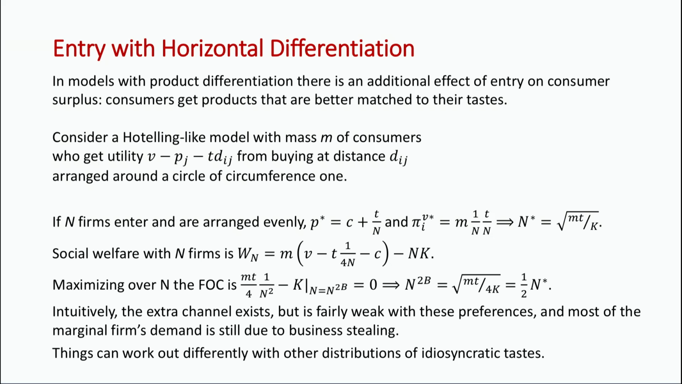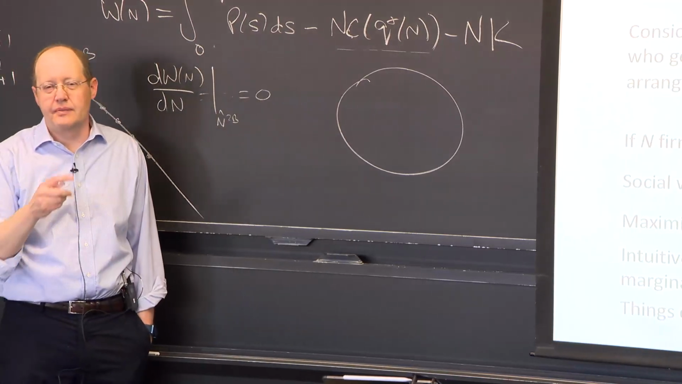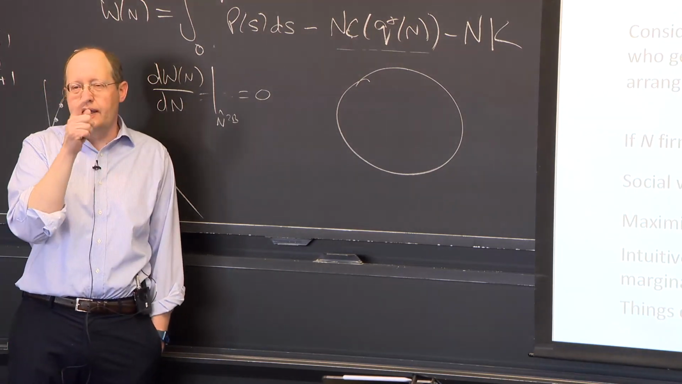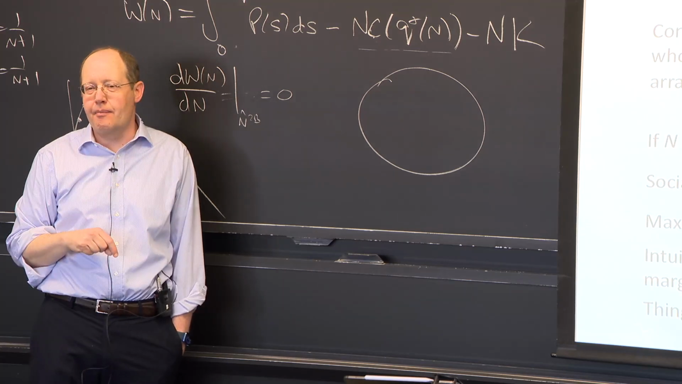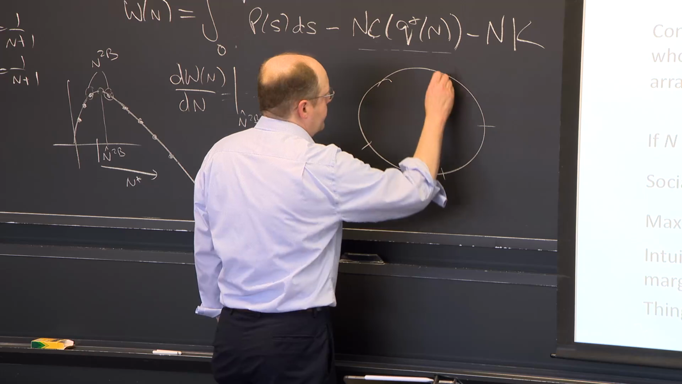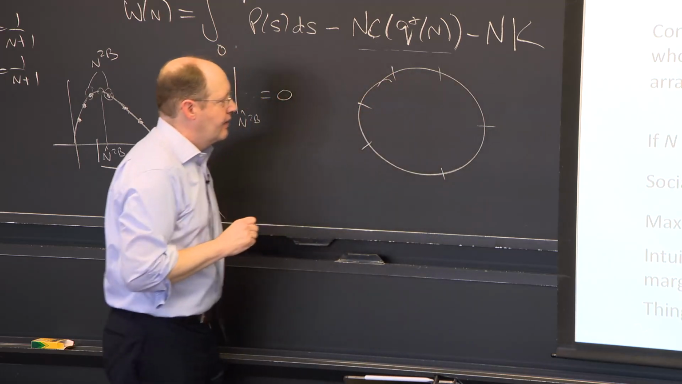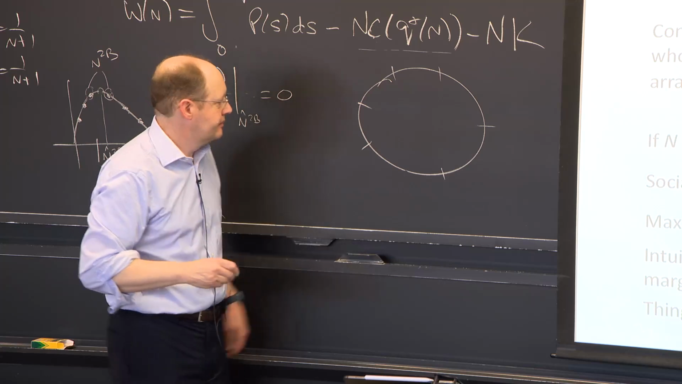So consider a Hotelling-like model where you have a mass M of consumers, and right over here. So let's think about a Hotelling circle. So this is ice cream stands locating around, like a Hawaiian island that has just beaches around the entire perimeter. And so if you get n firms, suppose you get n firms, they locate themselves evenly around the circle.